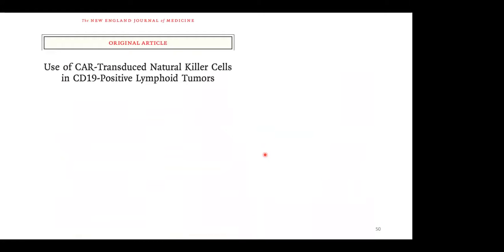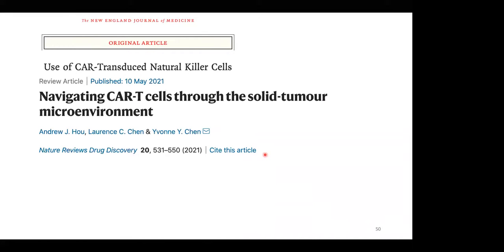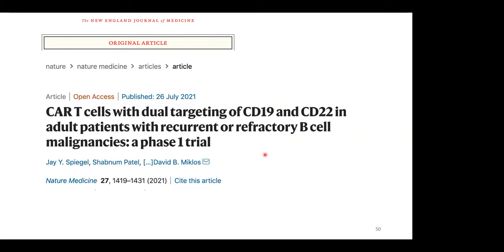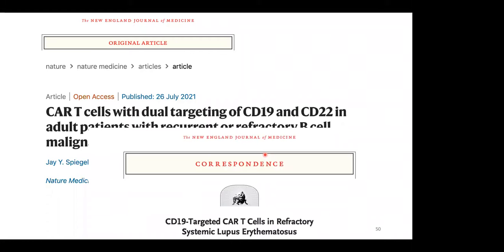So these are a few trials which have happened over the course of years since the first FDA approved therapy. We have CAR-transduced NK cells in CD19 positive lymphoid tumors. We have tried to engineer the CAR-T to navigate the immunosuppressive microenvironment in a solid tumor. We've also had dual CARs. You know that if you target one antigen, the tumor is going to come up with a mechanism of resistance, so we target two antigens. The most common targets are CD19 and CD22.